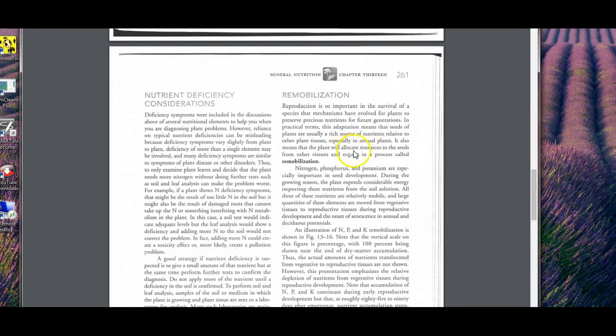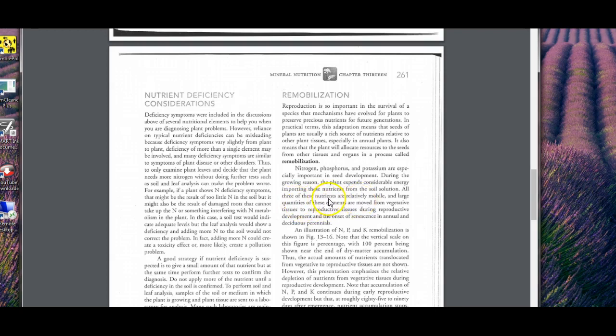It also means that the plant will allocate resources to the seeds from other tissues and organs, and that process is called remobilization. So the three biggies as far as nutrients, nitrogen, phosphorus, and potassium, are really important in seed development. And a lot of these nutrients are taken up from the soil solution during the growth of these plants.